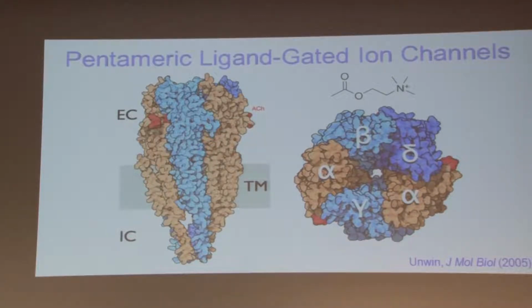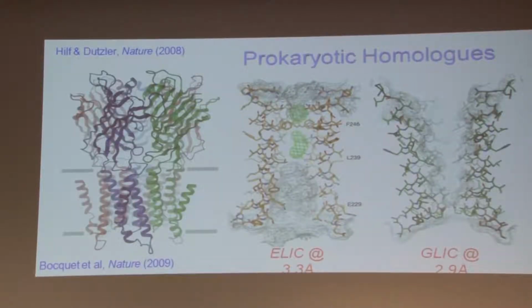However, due to the modest resolution, it was not possible to assign to this specific structure a physiological state of the channel. The situation changed dramatically a few years later, in 2008 and 2009, with the discovery of prokaryotic homologs of these channels in bacteria, which of course facilitated the expression, the purification, and eventually the crystallization. And so in 2008, the first crystal structure of a closed channel state was obtained by Ramon Dutzler in Zurich, and 1 year later, for another channel from Gloeobacter violaceus called GLIC, the open structure was obtained.